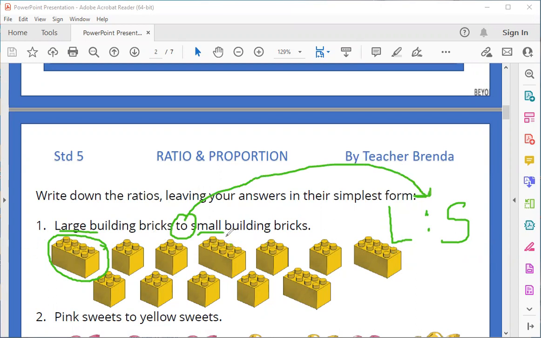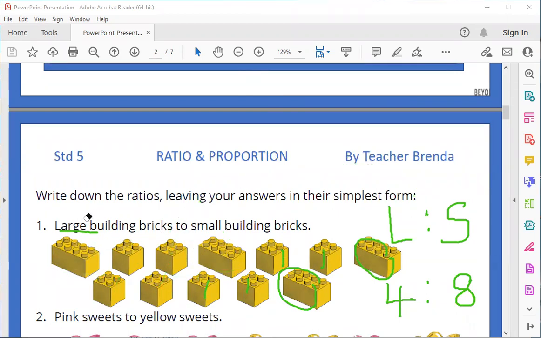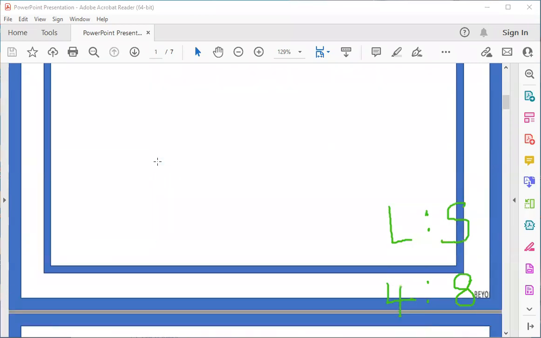So how many large bricks are there? 1, 2, 3, and 4. So I have 4 large bricks and 1, 2, 3, 4, 5, 6, 7, 8 small bricks. Now, revising back to your topic of fractions, do you remember when you simplified fractions?